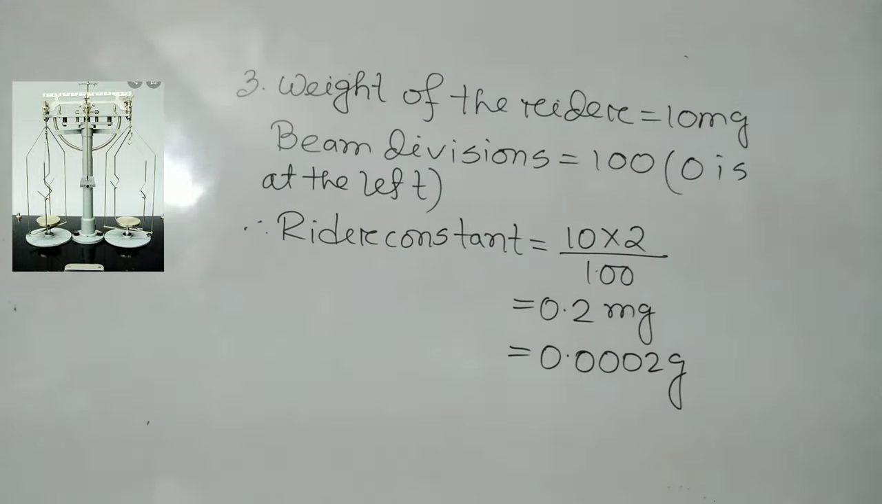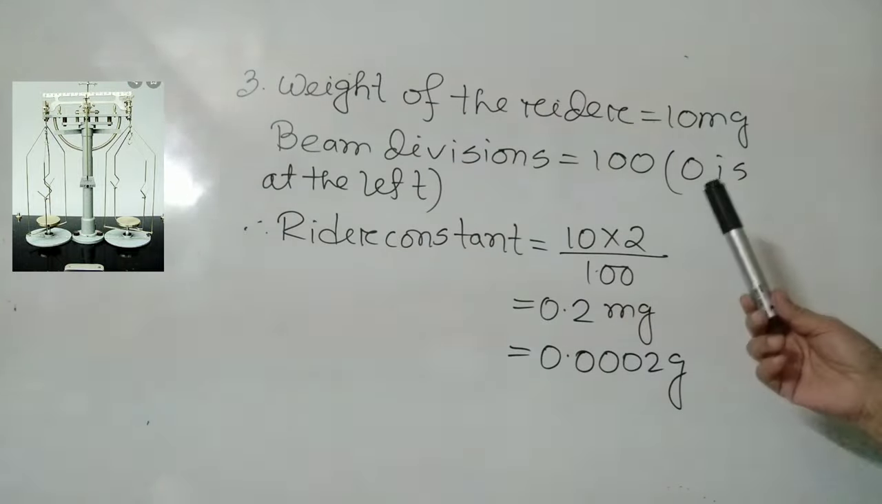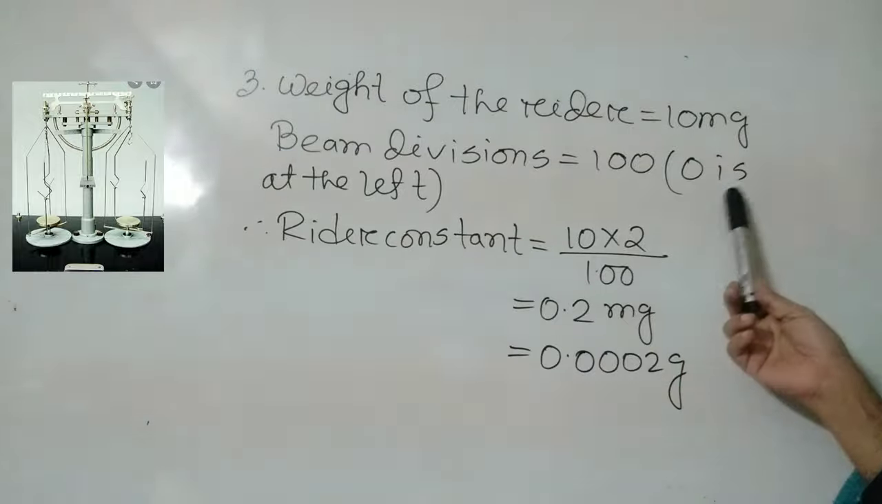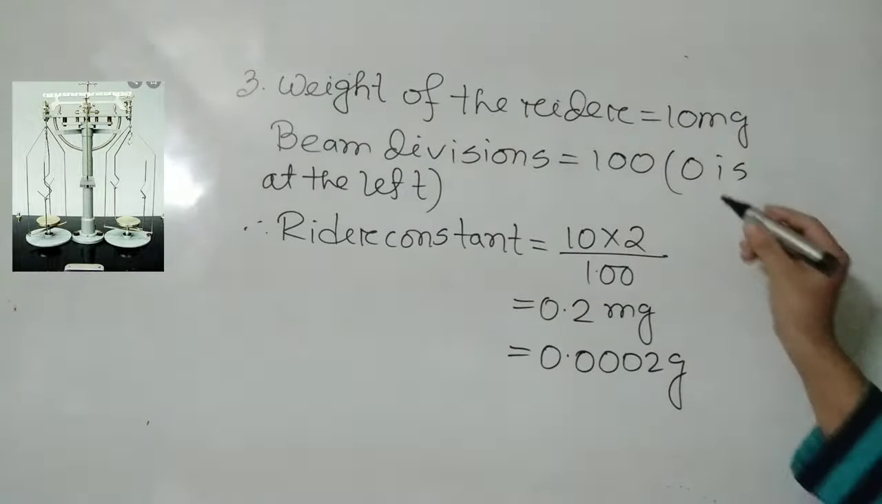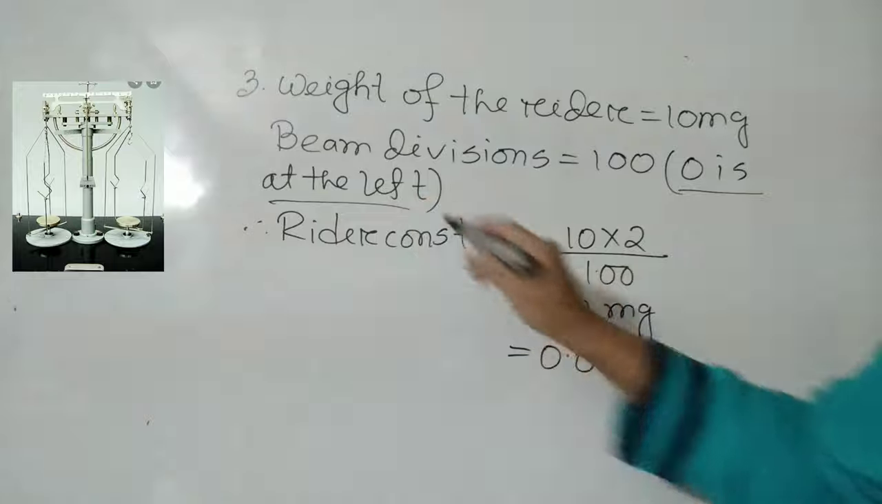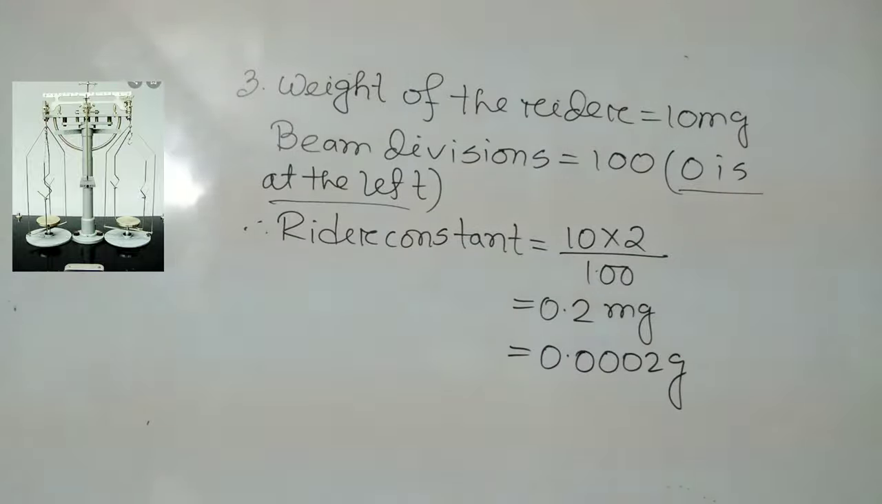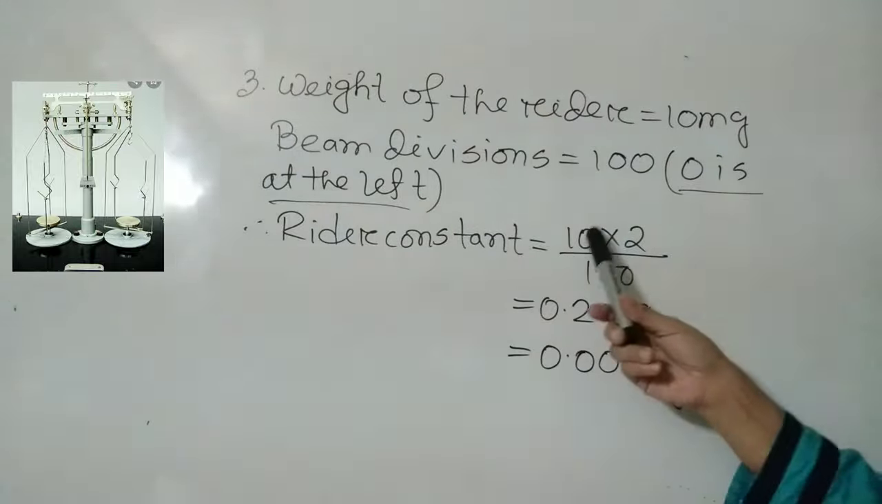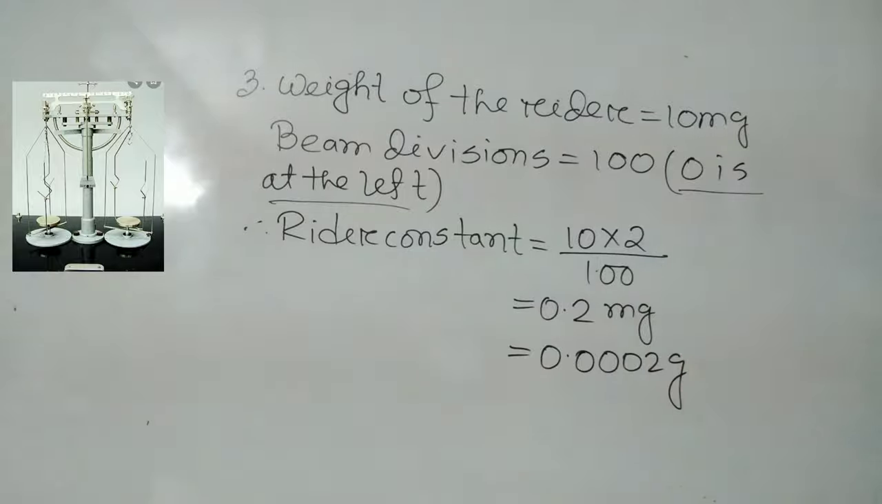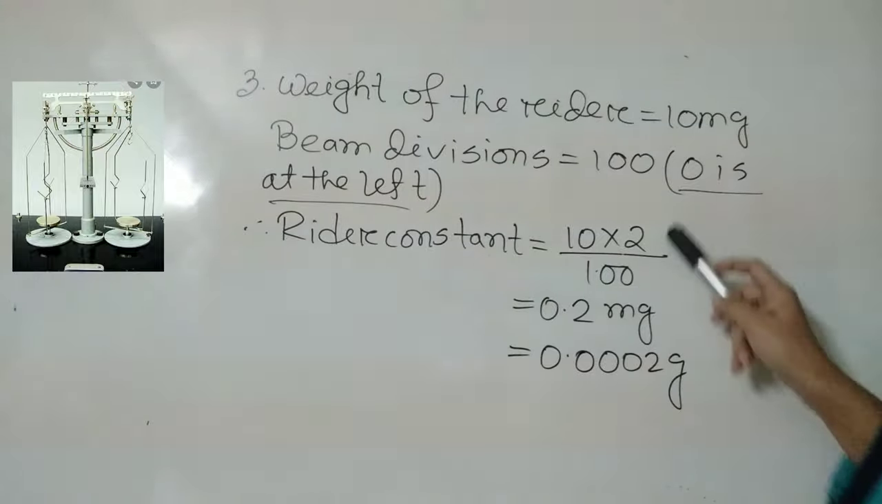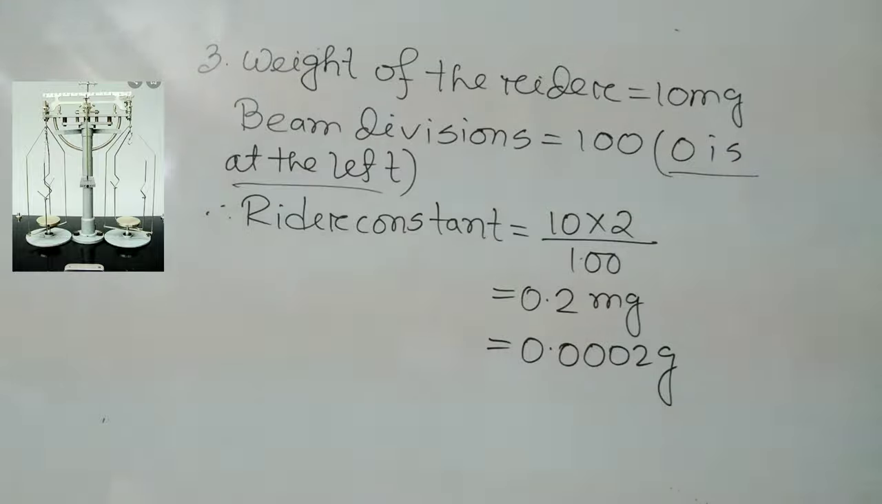Now if the weight of the Rider is 10 milligram, beam divisions 100, and 0 is at the left. So you have observed a change, that is 0 is at the left. Then Rider constant equals 10 by 100 into 2. So it is 0.2 milligram, that means 0.0002 gram. I know you have a question: why do we multiply this by 2?